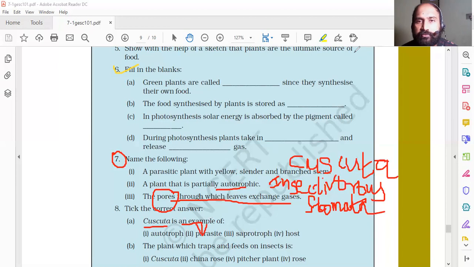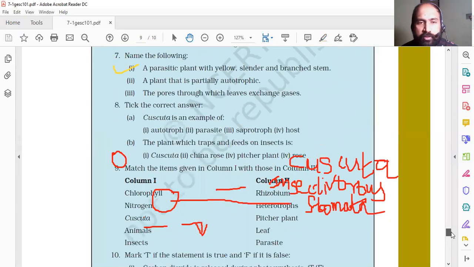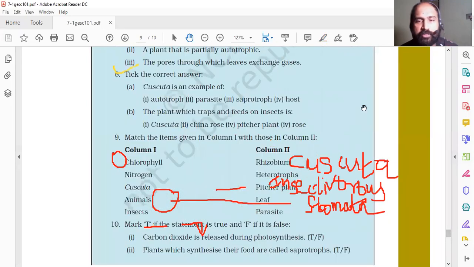One second. Let me just move this down. Let me erase everything. I think it's not going. One second. Yeah.